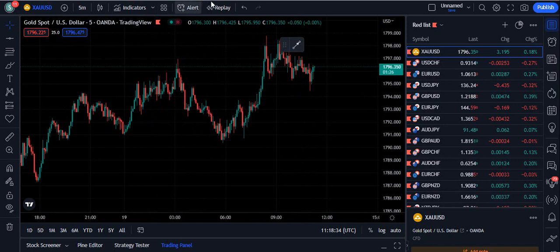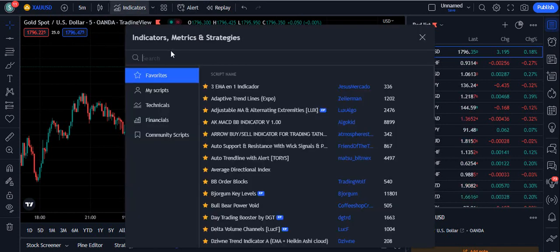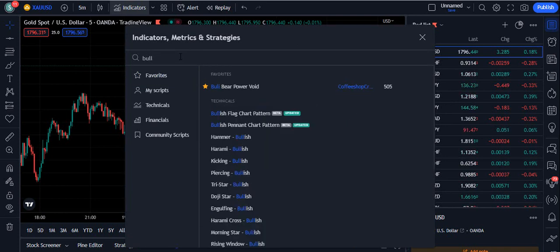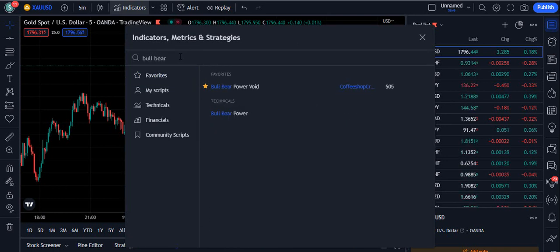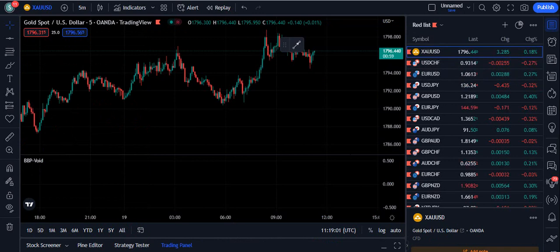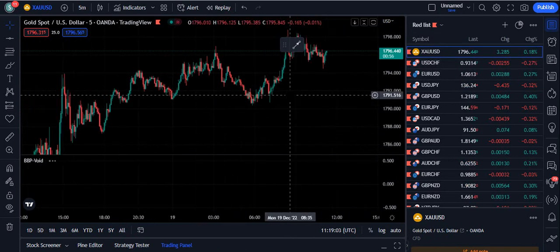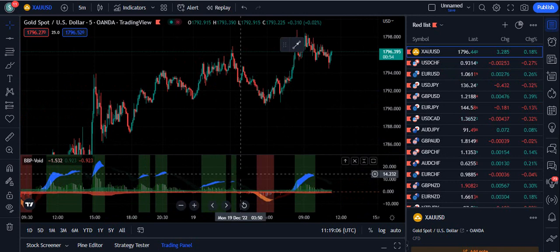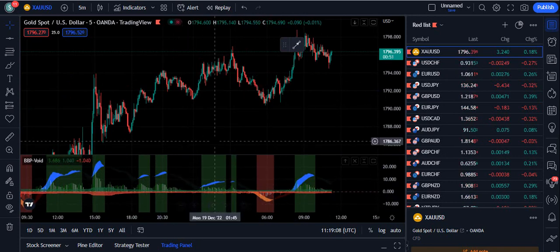Okay guys, now let's move towards our strategy. The strategy is very simple. We are going to add a couple of indicators. So first of all, if you write Bull Bear Power Void on TradingView, I again repeat, Bull Bear Power Void, and this is by Coffee Shop, and you can see this indicator is pretty new, and only 505 traders are using this indicator strategy. If I click this indicator, it will appear on our screen after loading for some time.